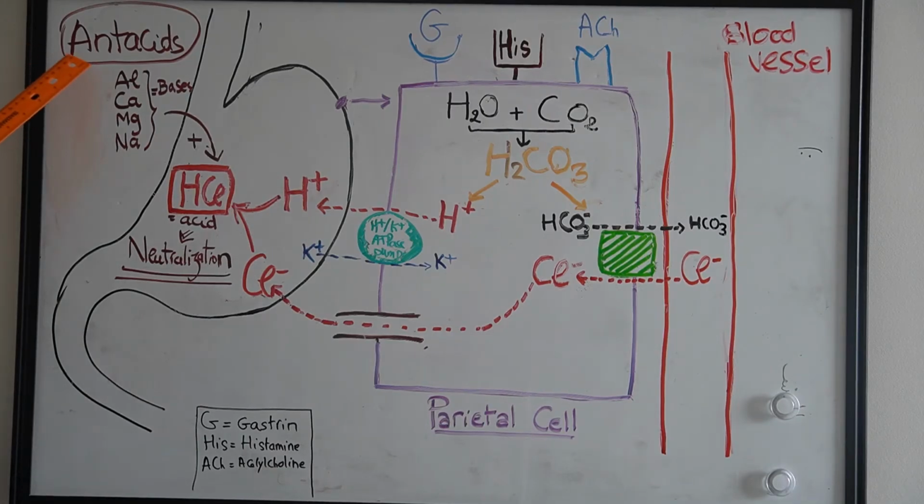Let's begin with antacids. These are salts of aluminum, calcium, magnesium, or sodium. They're bases, which are opposite of acids, and what they do, they neutralize acid already present in the stomach. In other words, they make stomach environment more neutral. They have no effect on acid production.